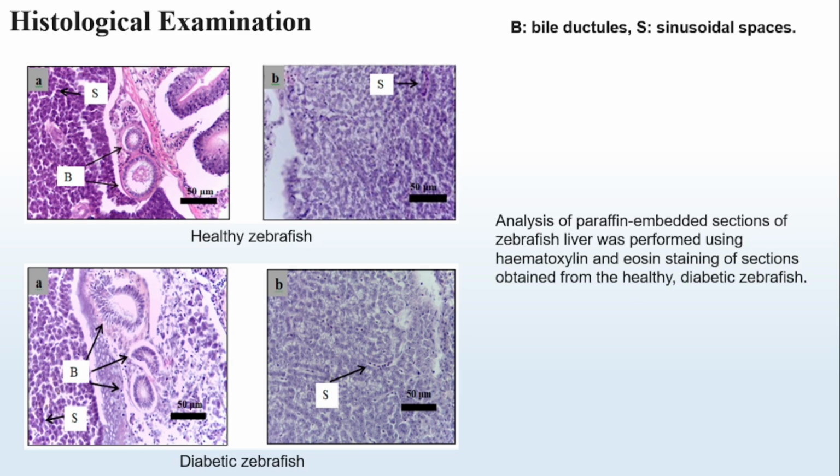And for the next histological examination, the analysis of the paraffin-embedded section of the zebrafish liver was performed using hematoxylin and eosin staining of the sections obtained from the healthy and the diabetic zebrafish. So in the healthy zebrafish, the section showed the normal hepatocyte structure, and as expected in the diabetic zebrafish, the section showed the normal structure of the hepatocyte compared to the control, which means there's no significant difference between the healthy zebrafish and the diabetic zebrafish.